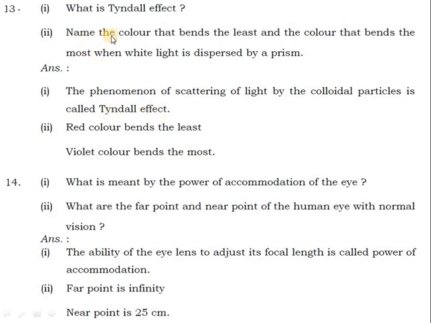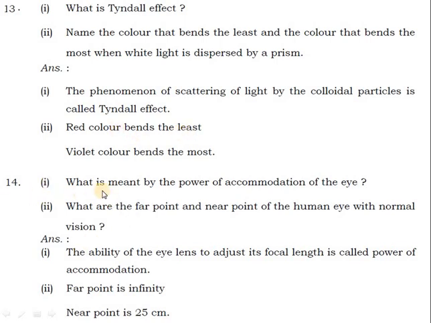And next question. Name the color that bends the least and color that bends the most when white light is dispersed by a prism. We know that the color which is having the least wavelength bends the most, and the color which is having the highest wavelength bends the least. Here, violet color is having 400 nanometer and red color is having 800 nanometer. So, violet color which is having the least wavelength, it is the most bent color, and red which is having the highest wavelength is the least bent color.